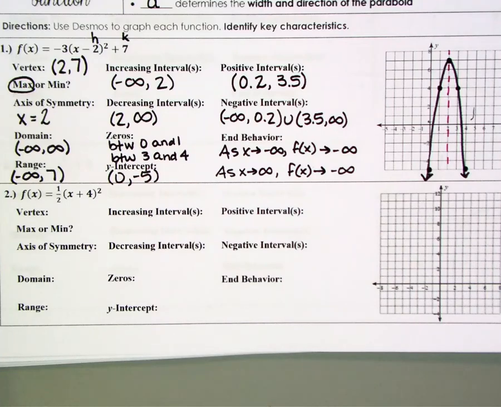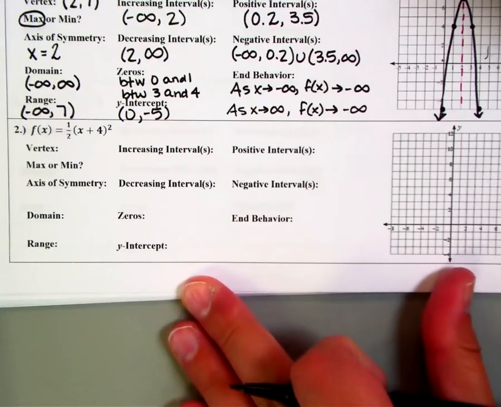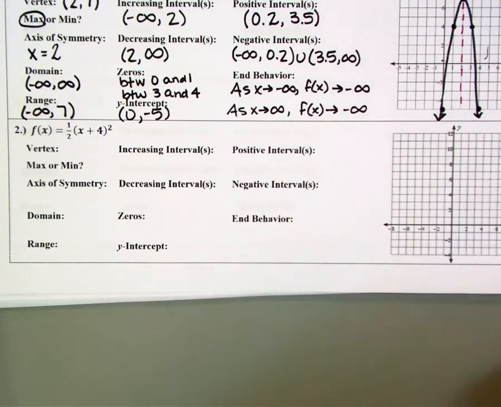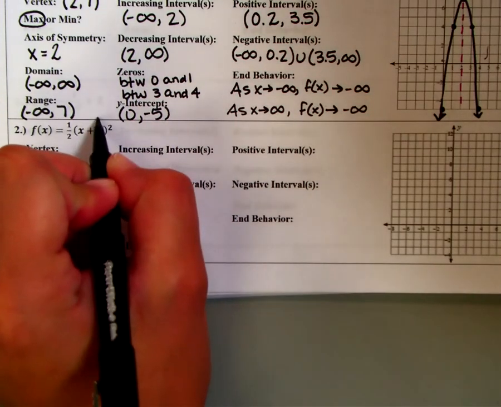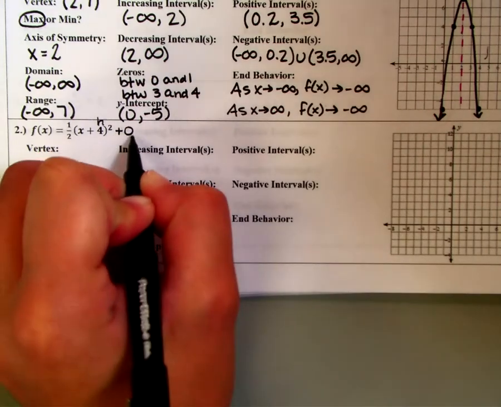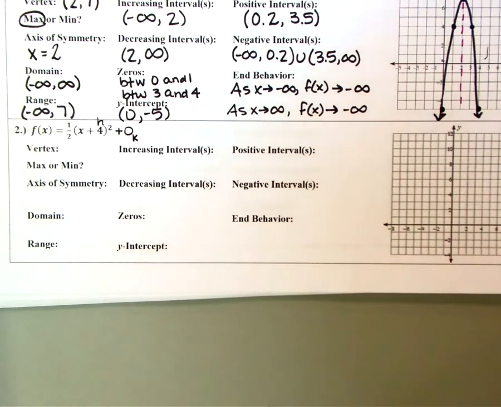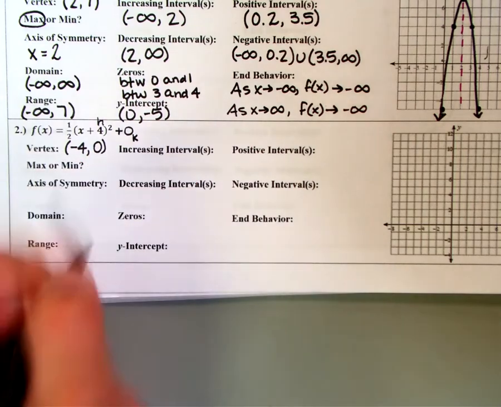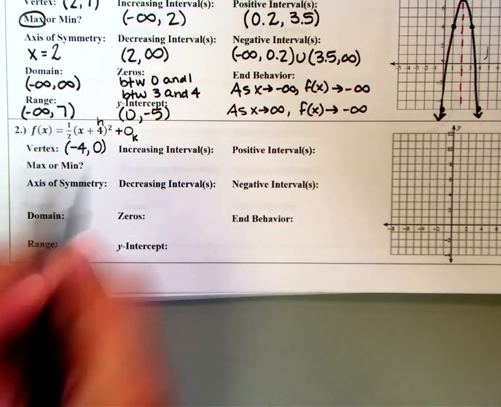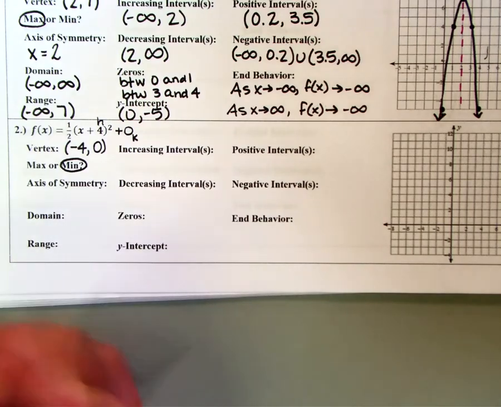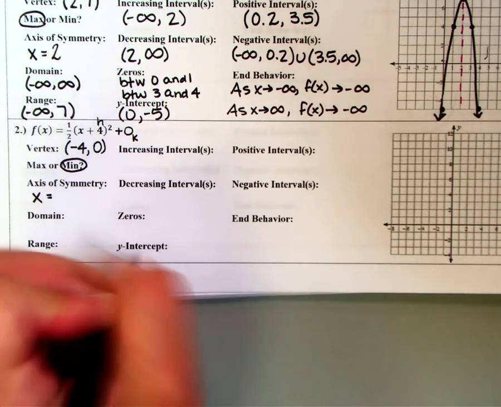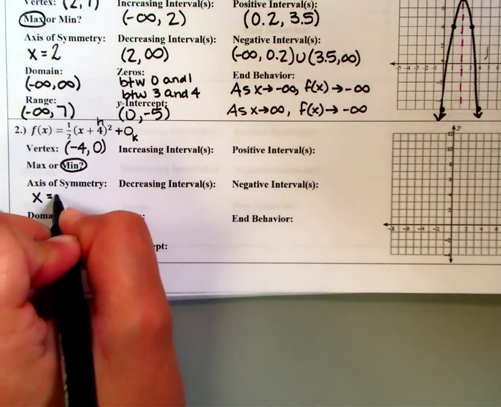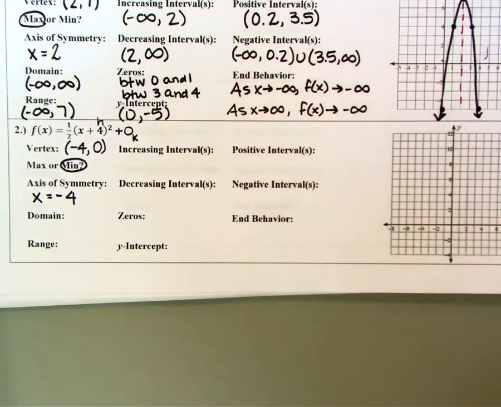So in the next one, in that number 2, we've got a 1/2 x plus 4 squared. Before we plug it into our calculator, we can already identify h and k. Since there's no number visible, we know that we add 0 at the end, and that would be my vertex. So remember, h is always opposite. So my vertex is at -4, 0. Since my a is positive, we know that it's going to be a minimum. And my axis of symmetry will be x equals -4.